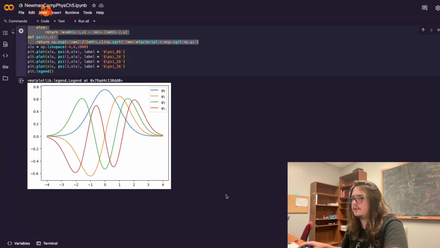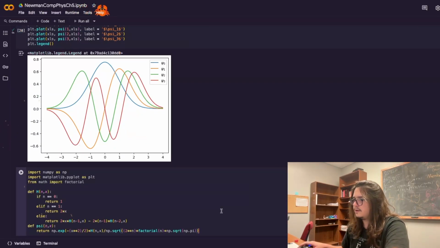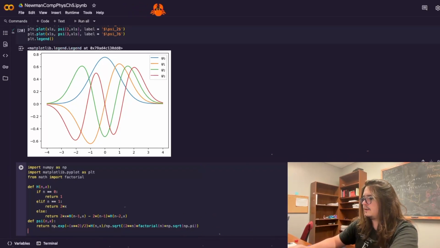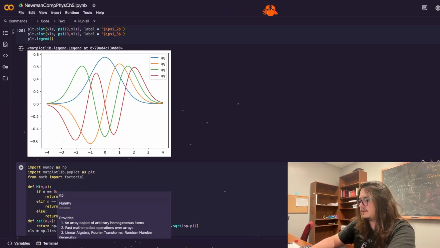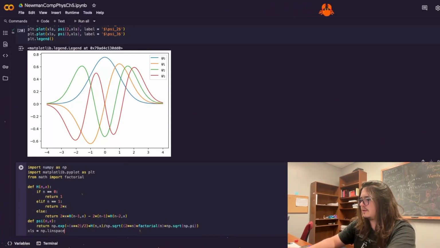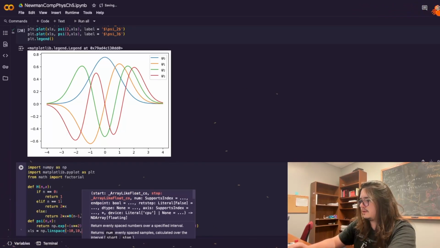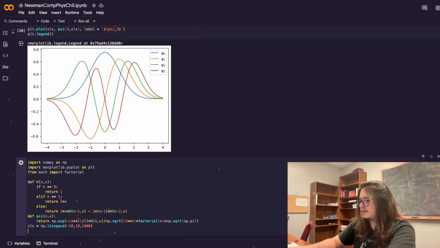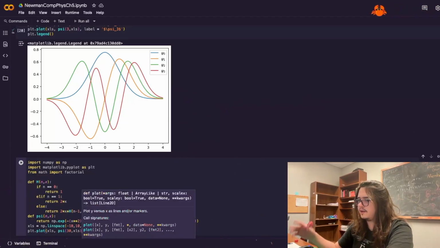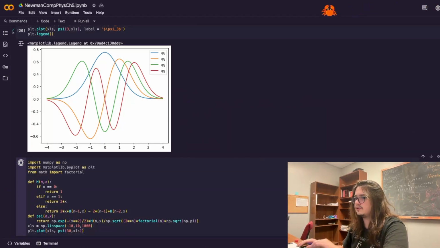So I'm just going to copy all this stuff from this cell down, stick it down here, and then do pretty much the same thing. Create an input list using a linspace, but this time it's minus 10 to 10 with 1,000 points. And then you plot XOS versus psi of 30 XLS. And I don't really need a label for this one. You can just run it.